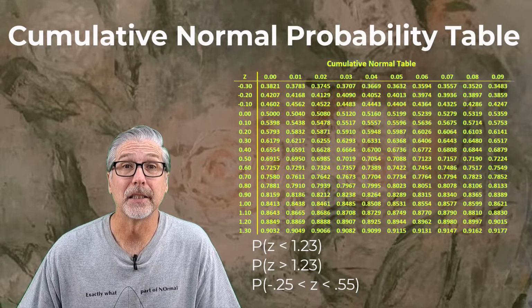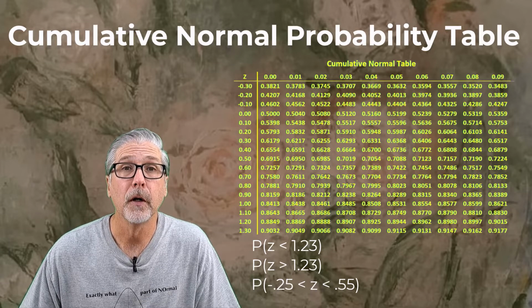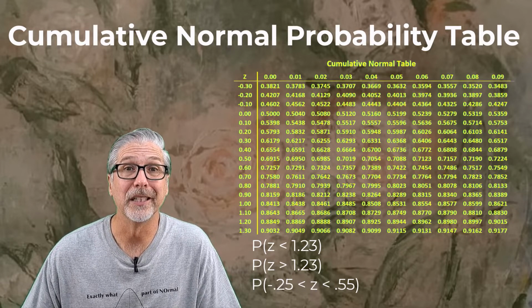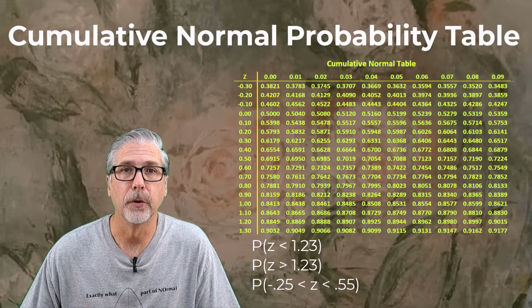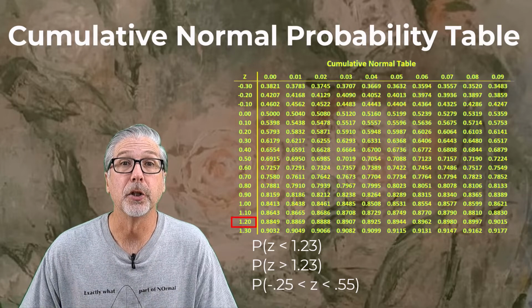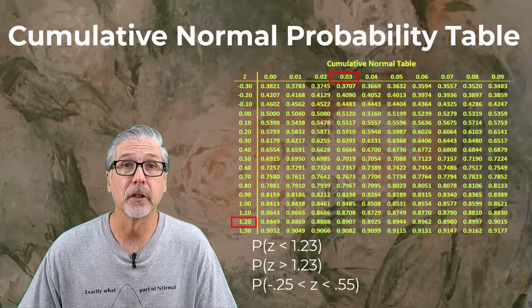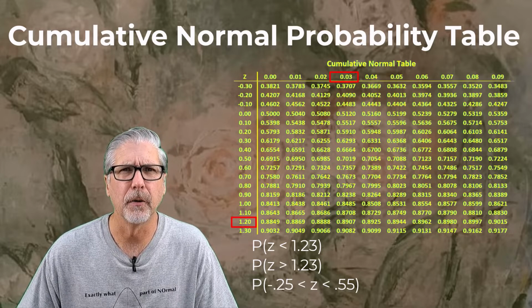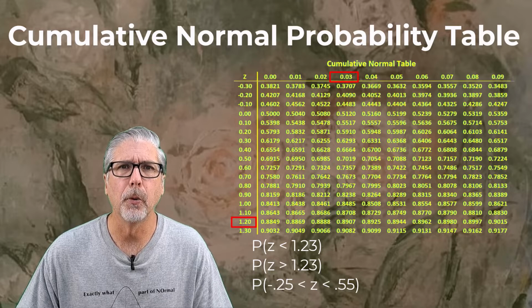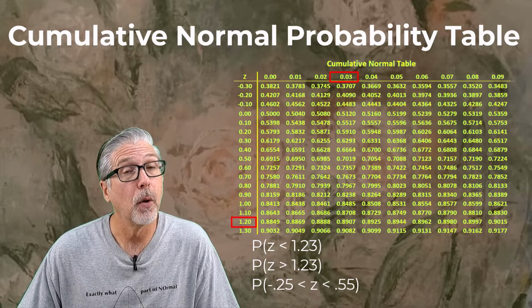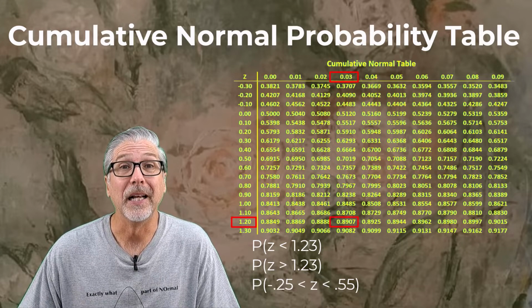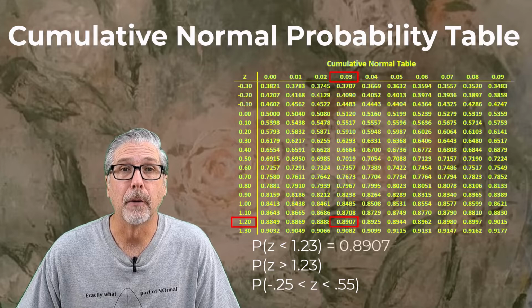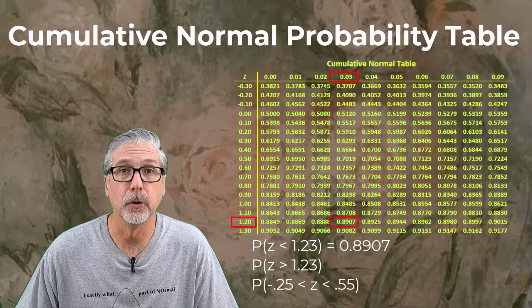The probability z is less than 1.23. For the normal curve, the probability z is less than 1.23 is exactly the same as the probability z is less than or equal to. It's a cumulative probability. So we go down that first column until we get to the 1.20 row, and then we go across that top row until we get to the 0.03 column. So matching the 1.20 and the 0.03 gives us a z-value of 1.23. Notice the probability in the square where they match up is 0.8907. That's the probability z is less than 1.23.